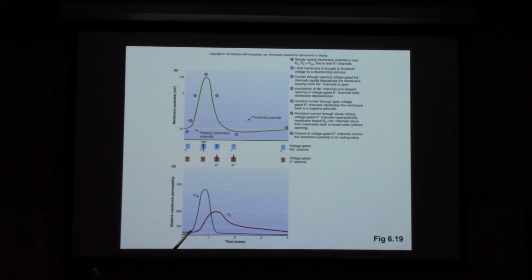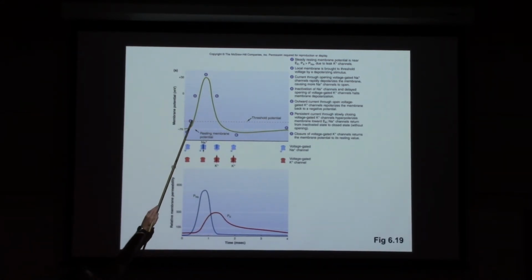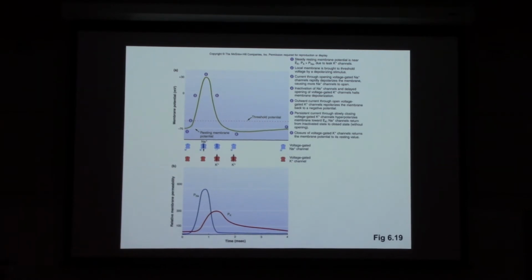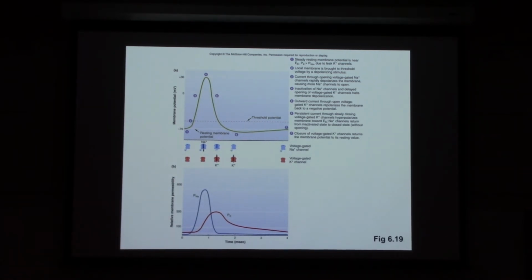So notice that the sodium permeability shoots up and corresponds with the rising phase. That rising phase is due to sodium coming through the cell membrane. And then when you get to number 4, that's when those channels close and the cell's no longer permeable to sodium. Potassium permeability slowly rises and it's most active during the falling phase. So that increase in potassium permeability corresponds to the falling phase.